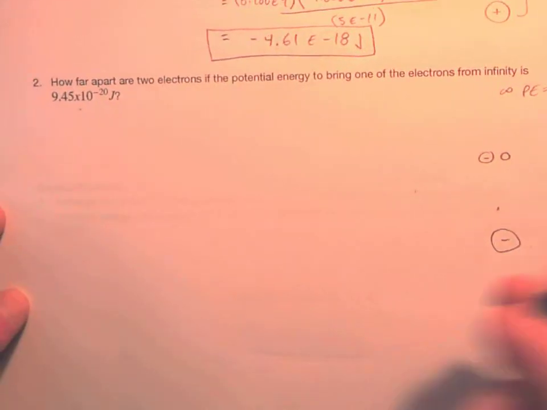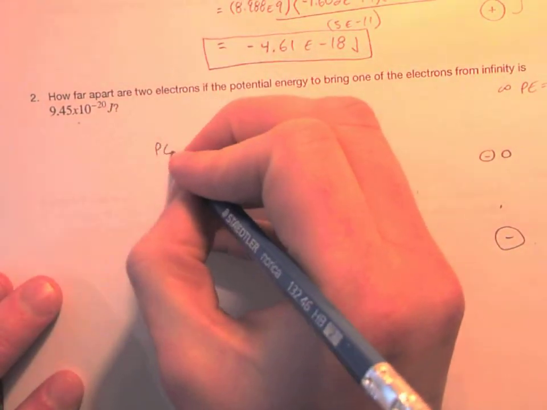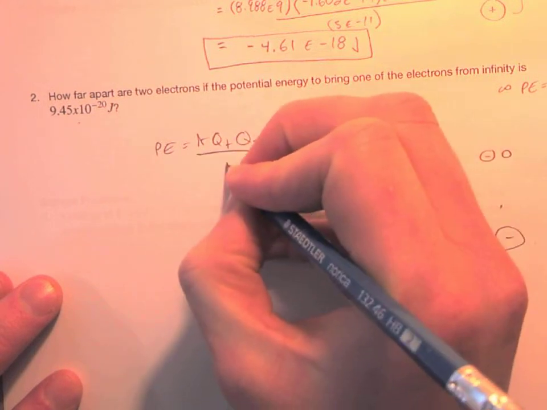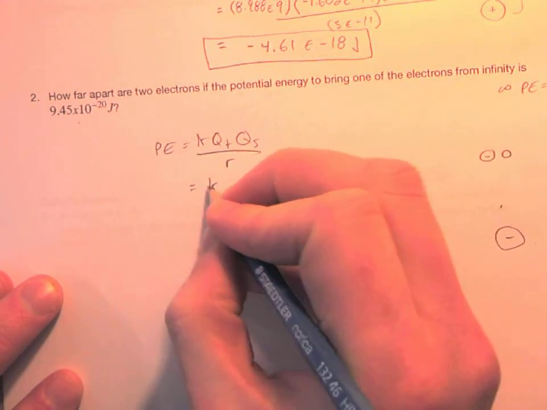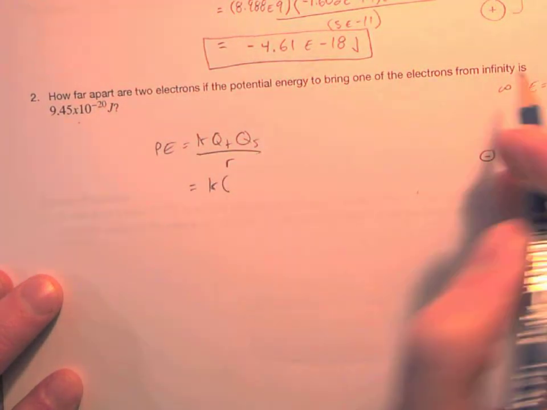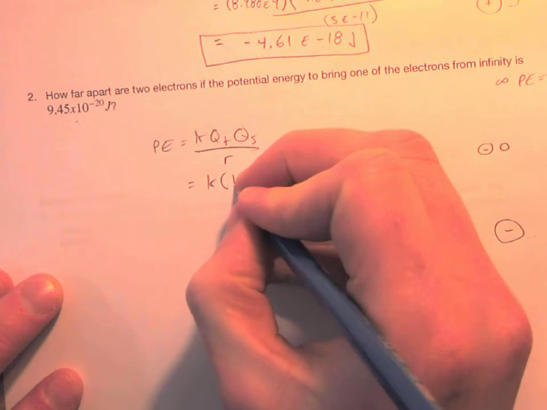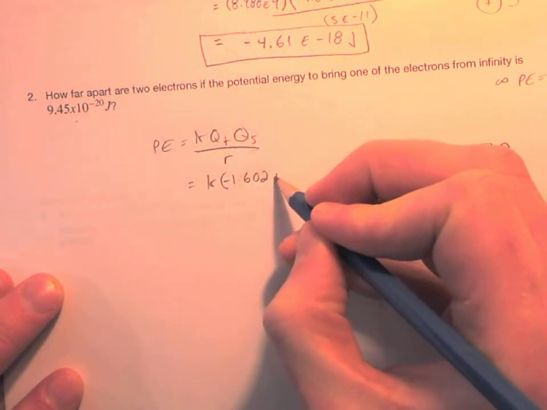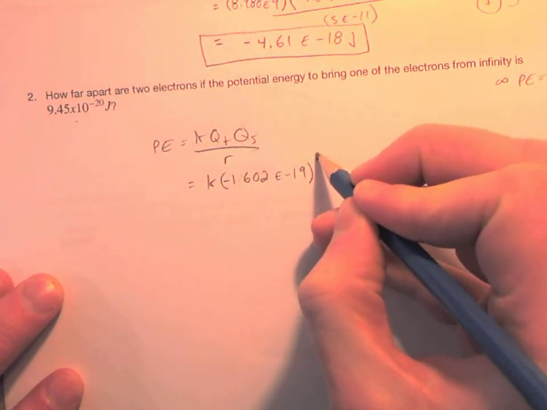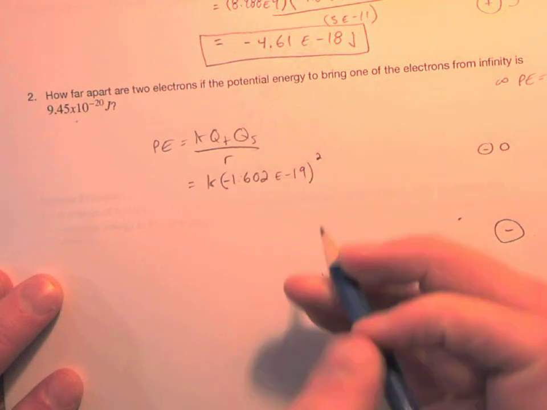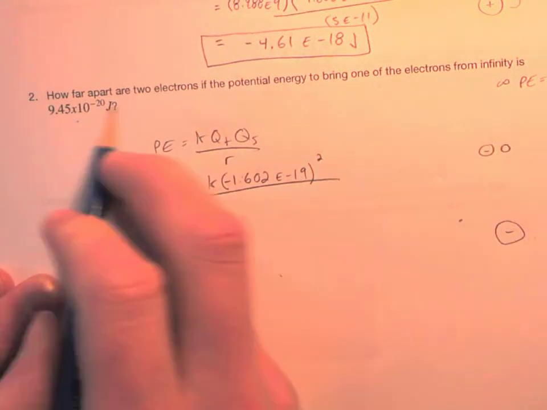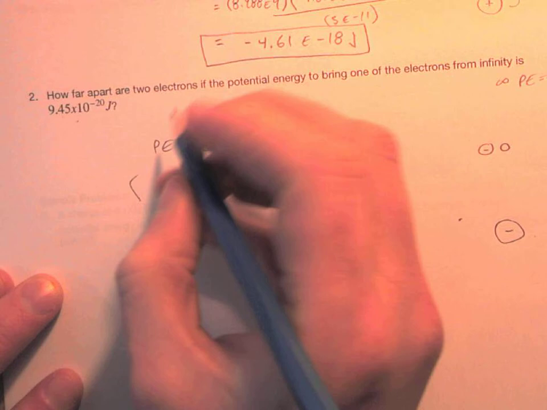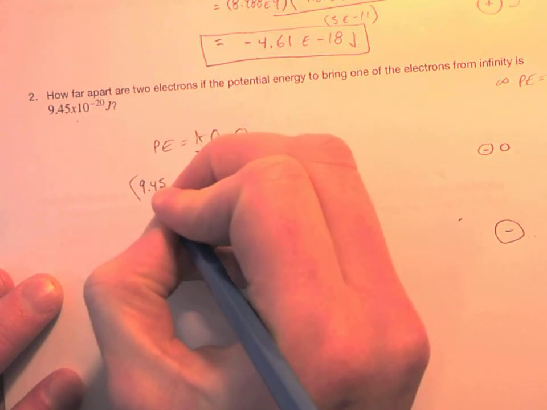So here potential energy is K QT QS over R, which is going to be our K constant, which we know what that is. And then this time it's still 1.602 for the electron, but it's negative e to the negative 19, and I'm going to go squared because that's what the QS is as well. And then the distance between them, we don't know. And our potential energy, they say, is the 9.45 e to the negative 20.